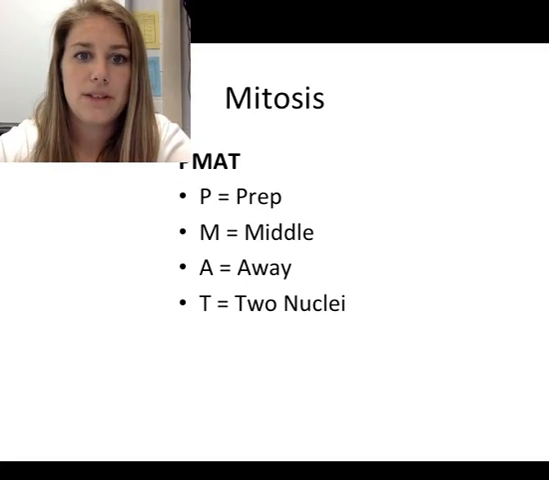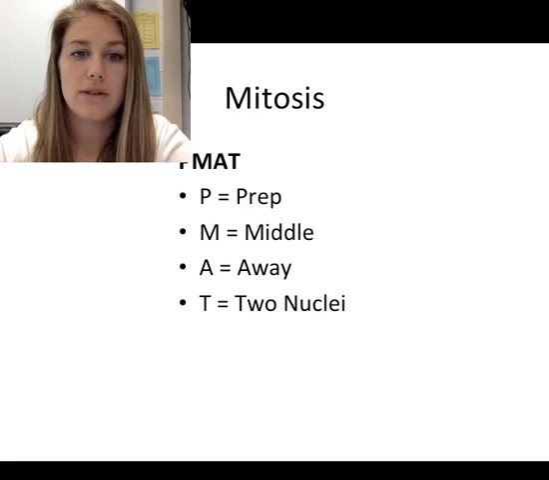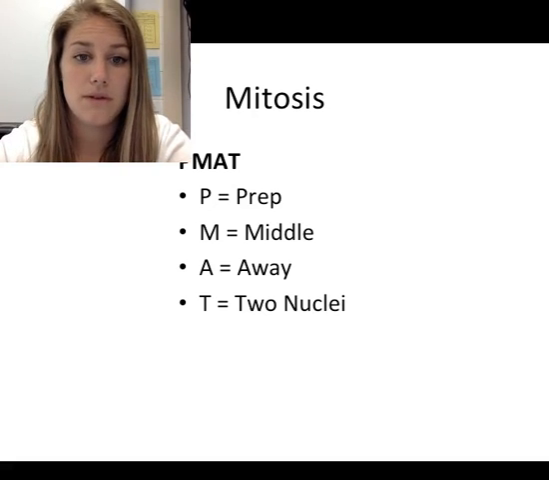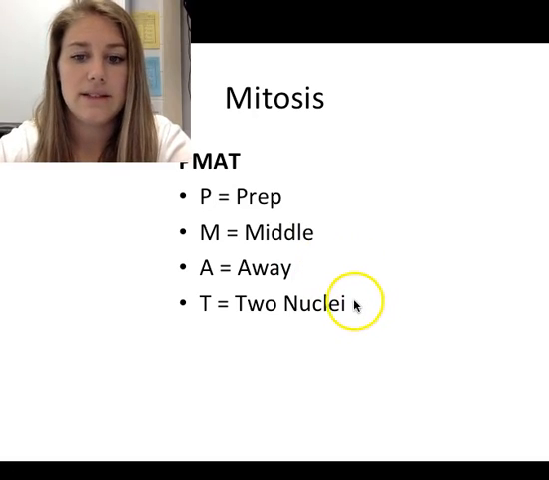So the question is, how do we remember mitosis? Well, a good way to do that is P-MAT. Okay, P for prep, M for middle, A for away, T for 2 nuclei. So P is prophase. This is when the cell is going to prep for mitosis, so the chromosomes start to form, the nuclear membrane starts to disappear. M is for metaphase, or the middle, so chromosomes line up in the middle. A is for away, so chromosomes move away to opposite ends of the cell. And T is for 2 nuclei, so 2 new nuclei have been produced.